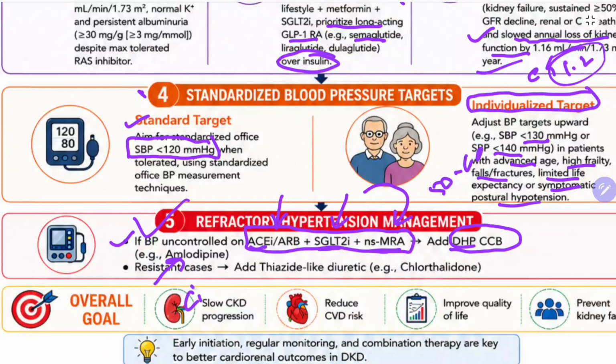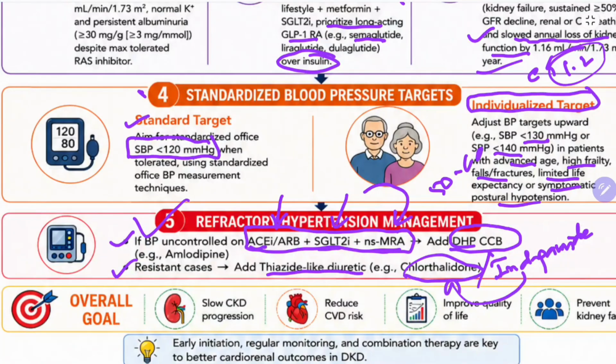Nowadays cilnidipine has come, so this is preferred over amlodipine because of its profile: anti-proteinuria effect, as well as fewer side effects, and good cardiovascular effects also. You should add a calcium channel blocker. Still resistant, then you can add a thiazide-like diuretic like chlorthalidone or indapamide. Indapamide is the safest, next safest is chlorthalidone.